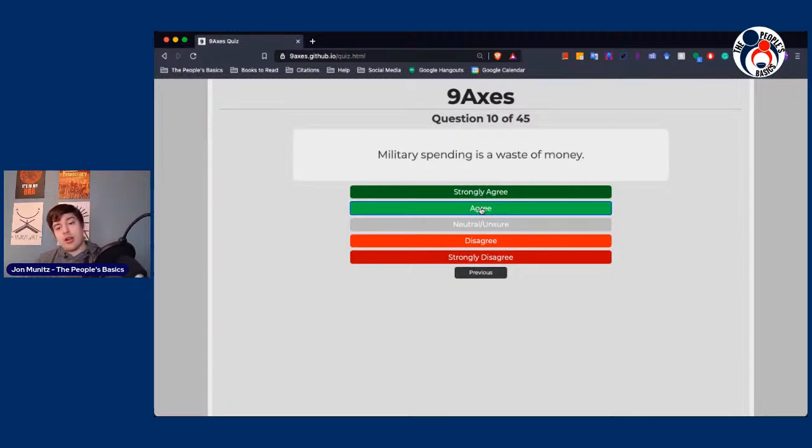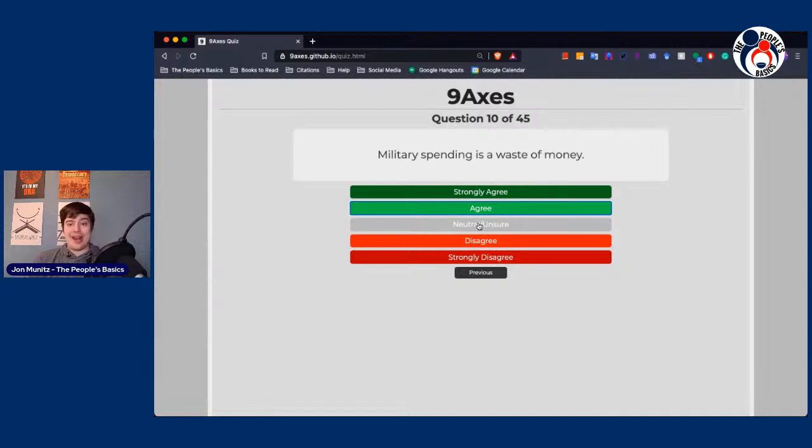Next, military spending is a waste of money. I disagree, but it's hard to say. I'm going to actually go to neutral only because I think we spend so much on our military, too much, and a lot of it is wasteful.